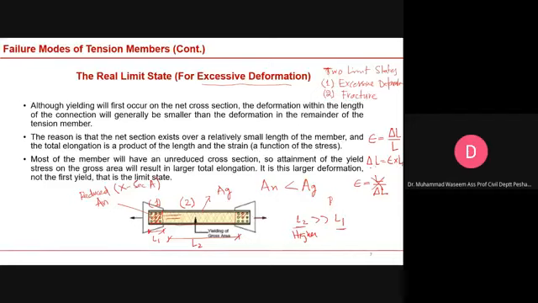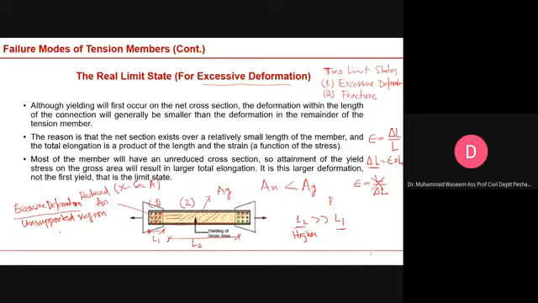If the length is more, you will have more deformation. Here the length is more compared to this region, so the deformation that occurs in this region will be more. So we can conclude that excessive deformation occurs in the unsupported region of the member.